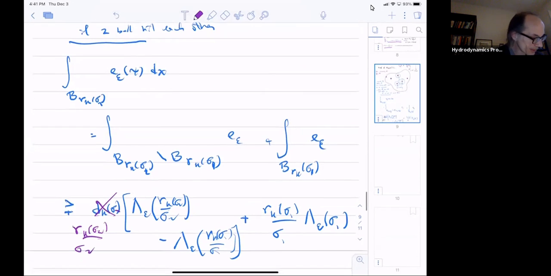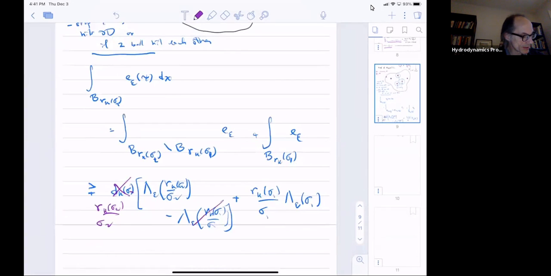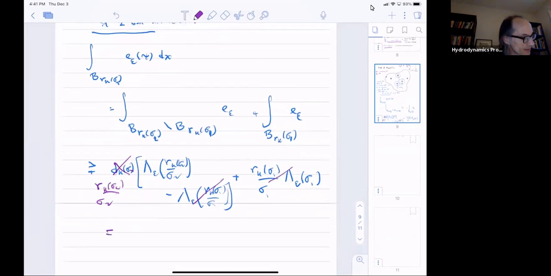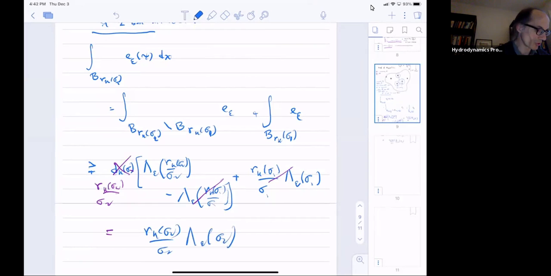And then this and this cancel because the degree doesn't change. And so I get what I wanted: dk times Rk of sigma 2 over sigma 2 times lambda epsilon of sigma 2. Okay, so if I grow the balls in this fashion, my lower estimate of this form is preserved during the growing process.